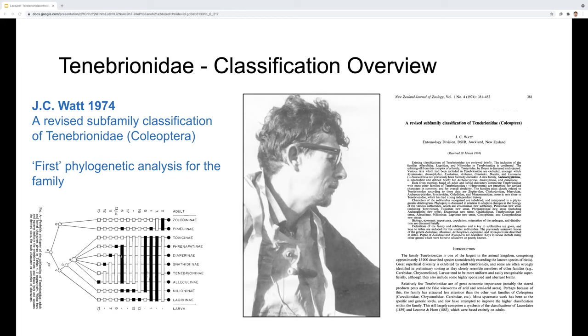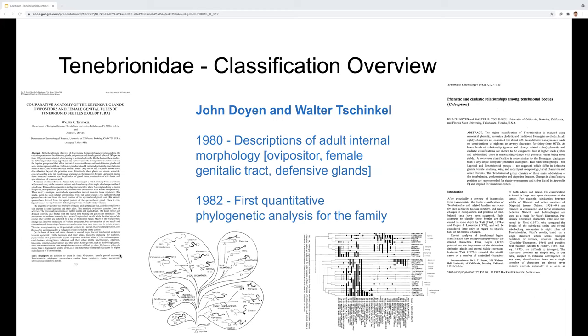Then very shortly after that, we have John Doyen from Berkeley University and his PhD student, Walter Schinkel, who's better known for being an ant systematist and biologist. But together they really created some landmark publications that are what we still use and are basing most everything off of today. In 1980, Schinkel and Doyen put out a paper that described adult internal morphology, female ovipositors, genitalic tract, and then defensive glands. And this was the first really comprehensive internal look at a lot of these groups. And then that was followed up in 1982 by the first quantitative analysis for the family, a morphological phylogeny, Doyen and Schinkel, where again, they look at a lot of tribes and look at relationships and what defines them.